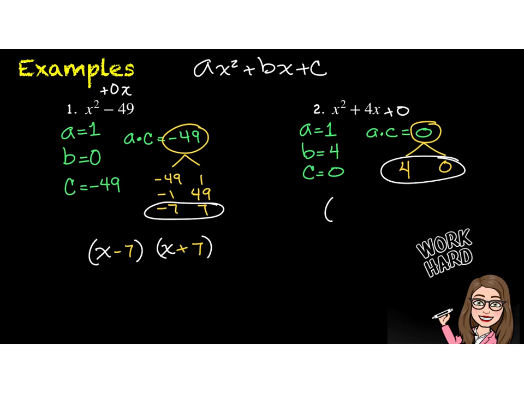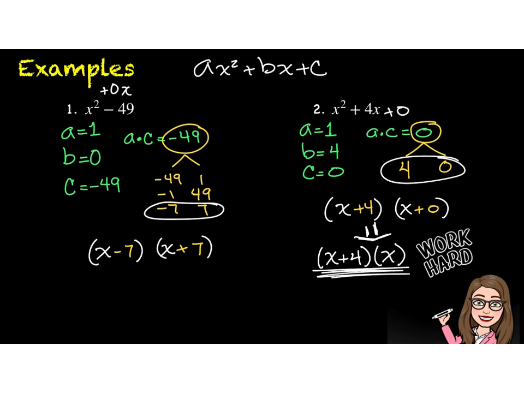So here, again, I'm going to have my two factors with x's. The first one is a plus 4. The second one is a plus 0. But here, I want you to take a look at this. This is going to be exactly the same as saying x plus 4 times x plus 0, which is just x. And this will be your final answer, just like this was your final answer.